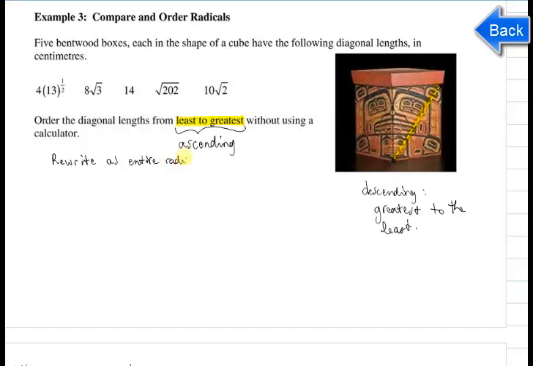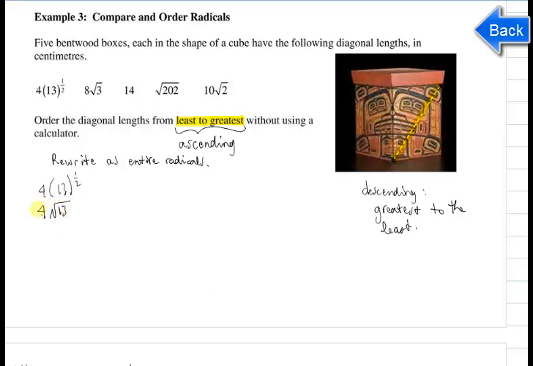Okay, so our first number is 4 times 13 to the 1/2 power. Now, if you remember from last year, when a number is raised to the 1/2 power, that means you're looking for the square root. So this really means 4 times the square root of 13.